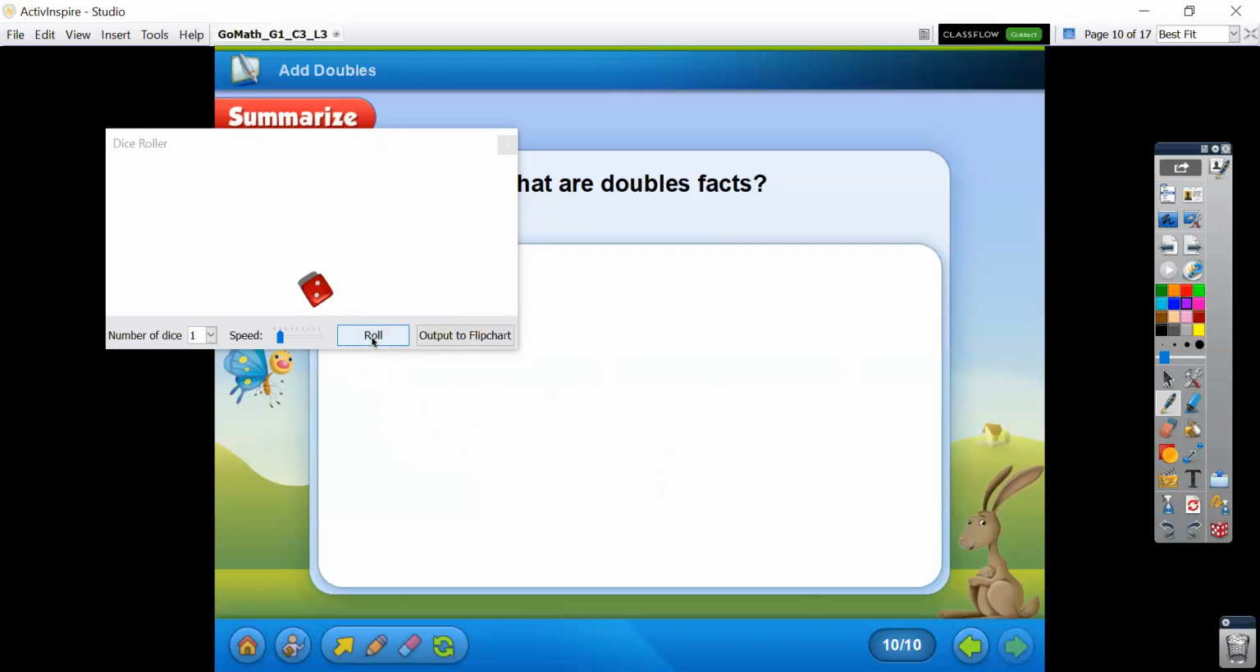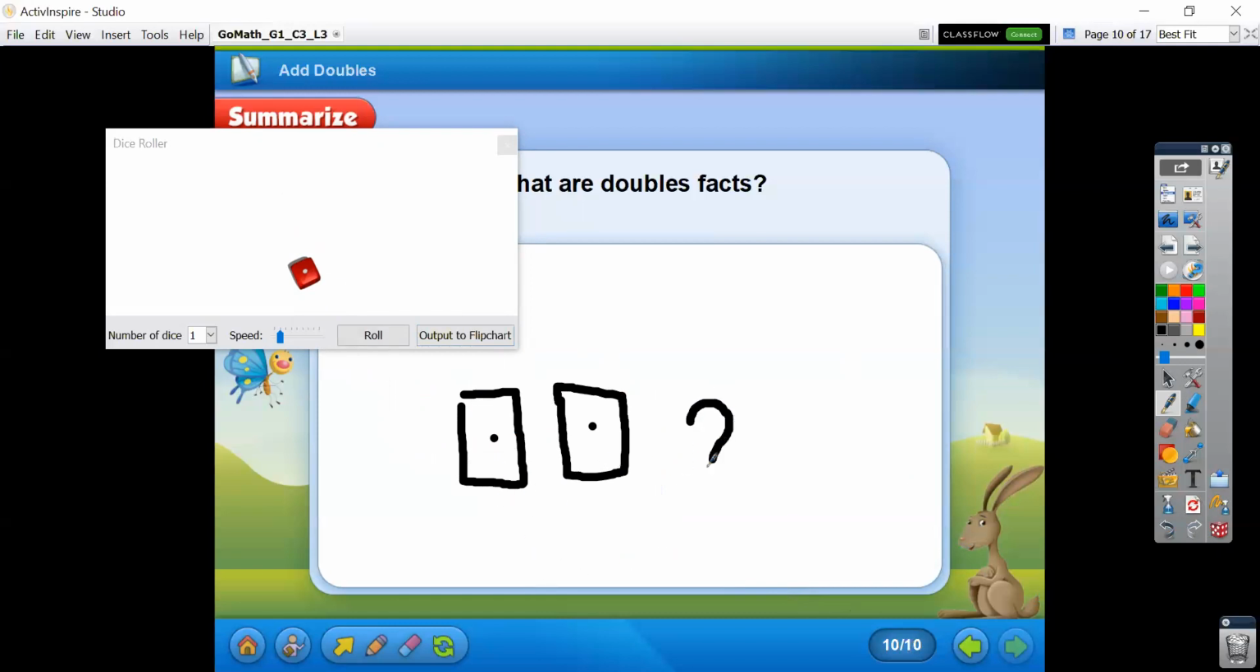Okay, so I'm going to roll the dice. Oh, there's an easy one. So I'm going to draw my picture here. So I only rolled 1 dice. And I'll put a black dot in the middle. I'm going to double this though. So I'm going to draw the exact same thing. And there we go. 1 plus 1 equals 2. Now I could actually put the plus sign in there and the equal sign to make it look like an addition sentence as well. Okay, now you can also do this with 2 dice.